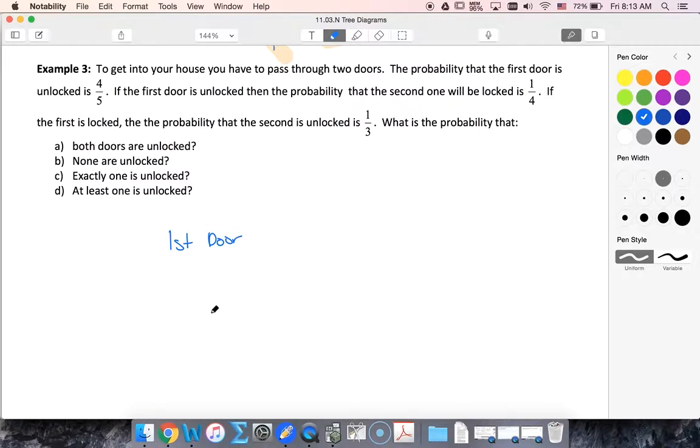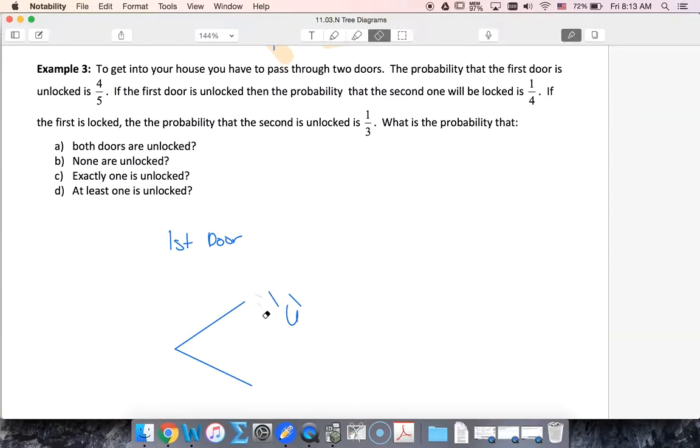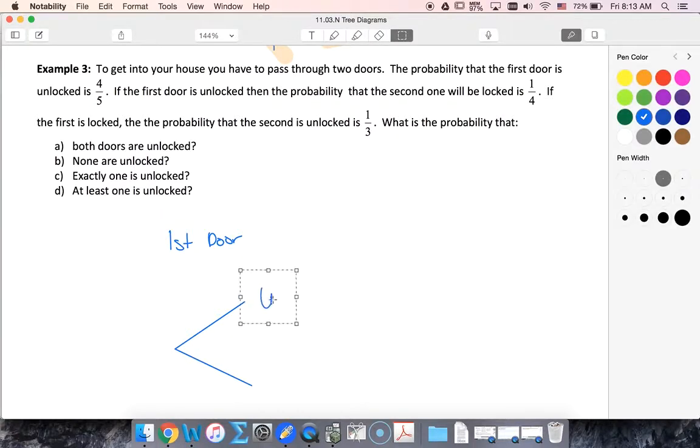So I'm going to make myself some tree diagram branches. So it's either unlocked, or we have locked. I'm going to use L for locked. So if the probability of it being unlocked is 4 out of 5, that means the probability of it being locked must be 1 out of 5.